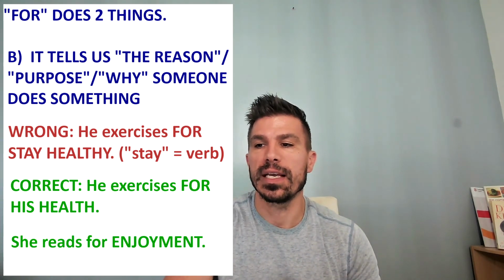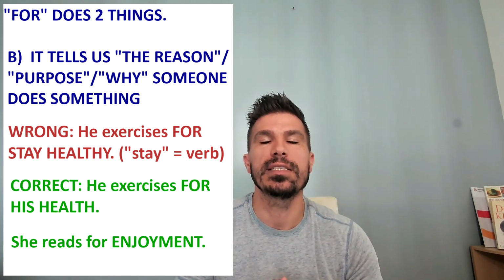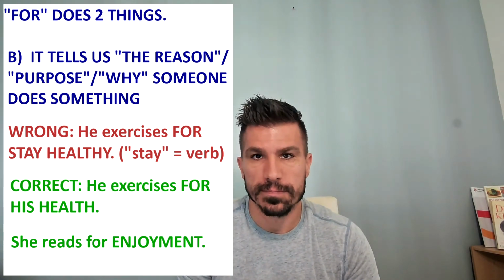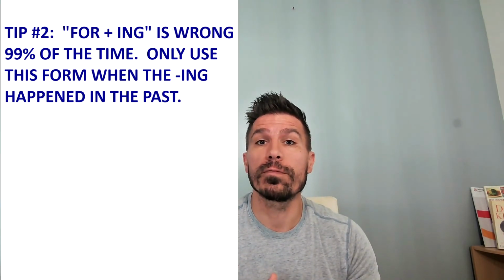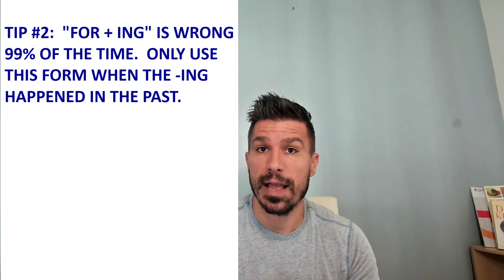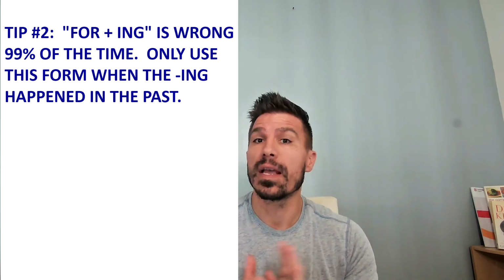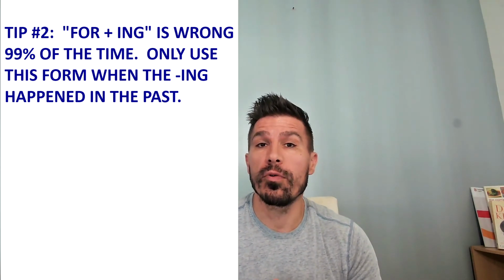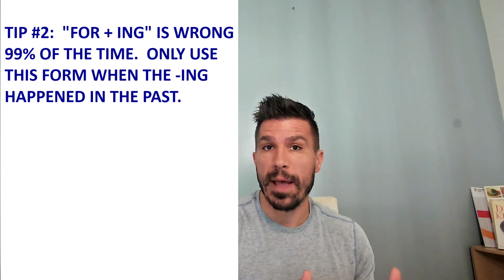Next one, he reads or she reads. Let's use a she. She reads for enjoyment. Now, one little note I want to talk about. For verb-ing is probably wrong 99% of the time. Yes, verb-ing is a noun. I agree. However, we only use for verb-ing when the reason is in the past.